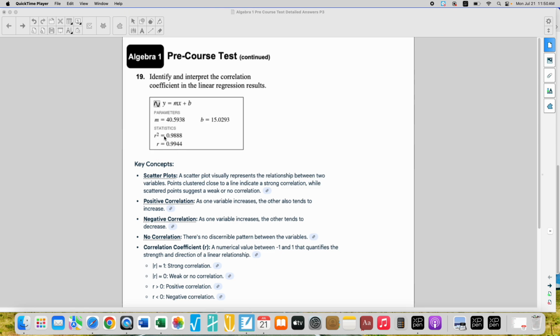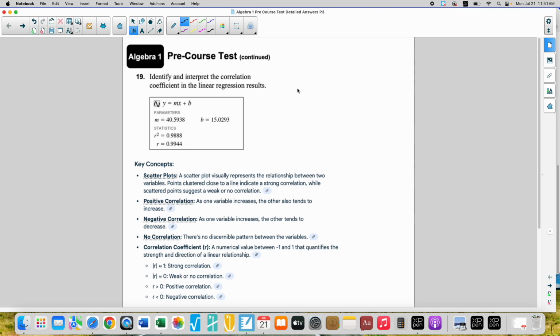Since R is 0.988, we see a numerical value between -1 and 1 that quantifies the strength and direction of the linear relationship. When the absolute value of R is approximately 1, there's a strong correlation. When it's closer to 0, it's a weak or no correlation. When it's positive, when it's negative, yes, we know that. So this has a positive, strong correlation because it's very close to 1.